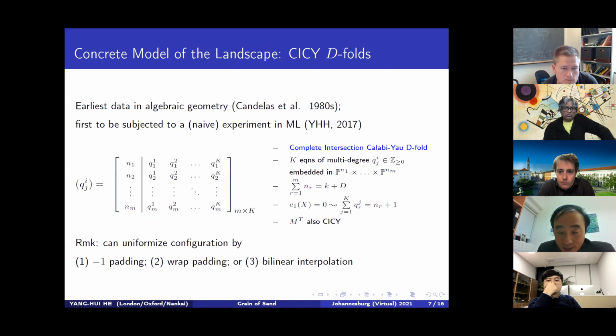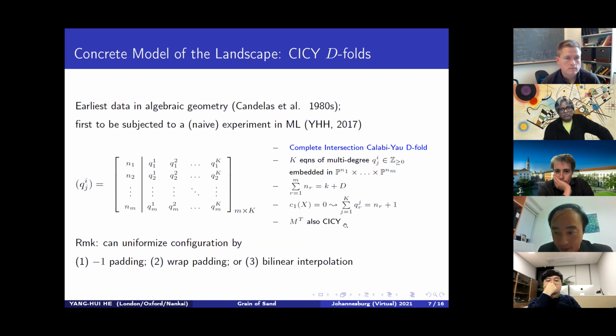Obviously we're going to do this to the Kreuzer-Skarke at some point, but let's do another one that's very much in the imagination of this community, which, very interestingly, is the first, as far as I know, the first data set in algebraic geometry. This was done by Candelas and friends. And this is the CICY data set.